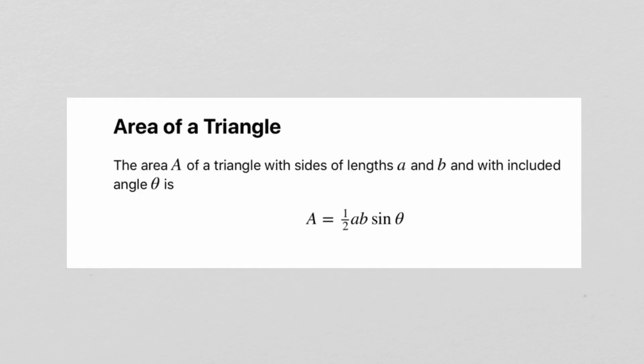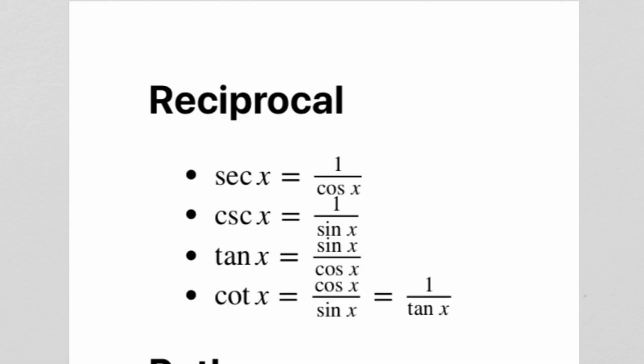The area of a triangle is 1/2 times a times b times sine theta. So the area of a triangle is going to be area equals 1/2 times AB in the triangle times sine.